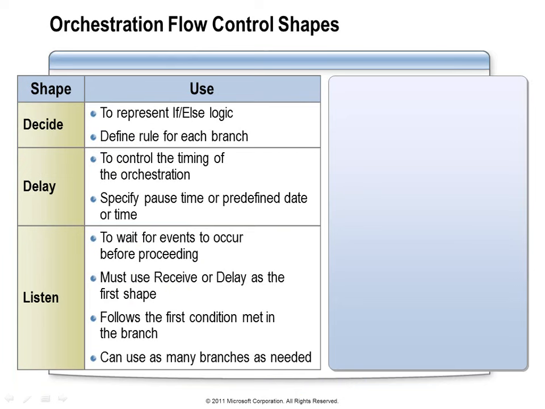Okay, so we can say that scope shapes give us some control over the flow of our orchestration, but that really only applies to exception handling and transaction compensation. So what about the normal flow of things? Well, we have a collection of shapes that allow us to route data and messages through the orchestration process, so let's take a look at those one at a time.